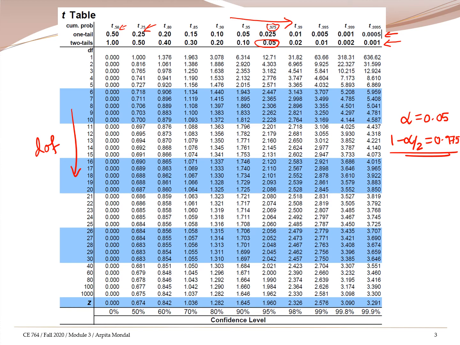And let's say we had 30 data points to which we are fitting simple linear regression. So then my degrees of freedom would be 30 minus 2. So we have to look at the row corresponding to 28. And therefore my t_{n-2, 1-alpha/2} would be 2.048. So this is how we interpret the t-table.